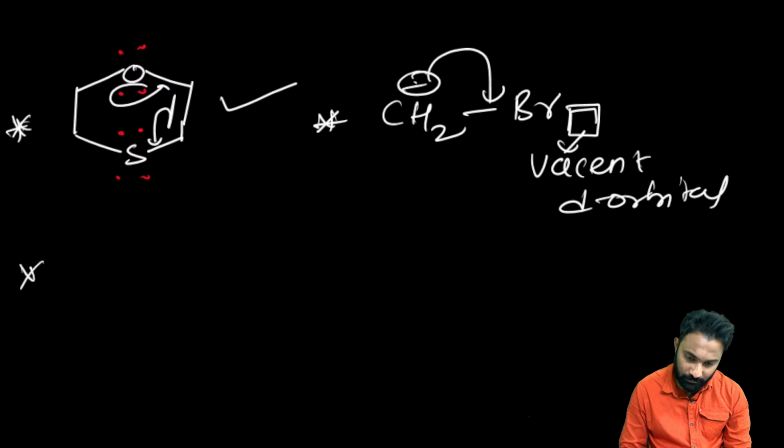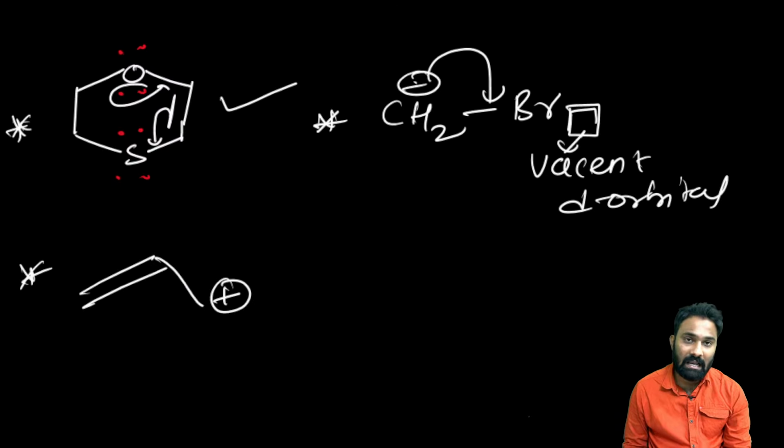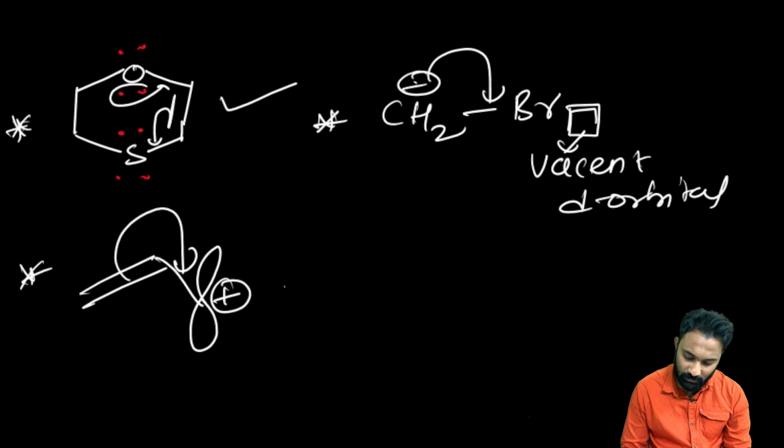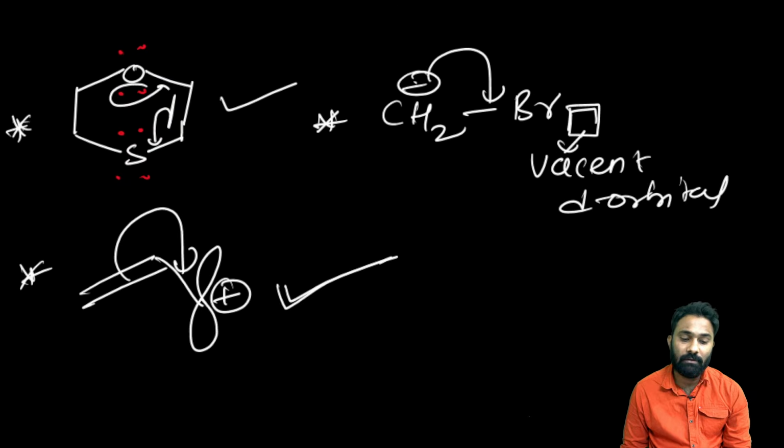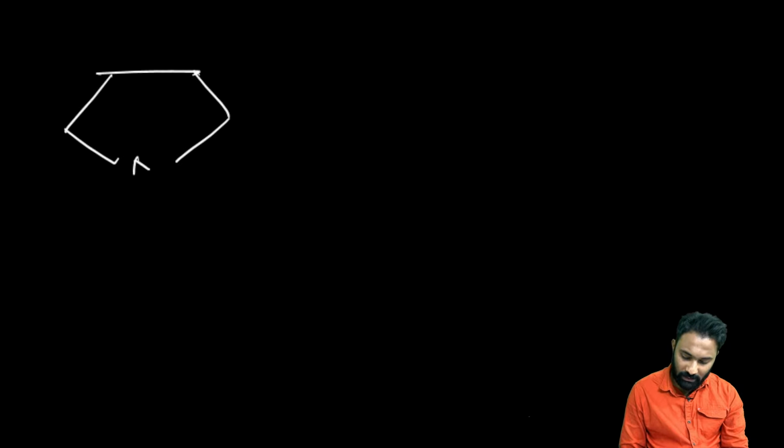Now if suppose the allyl cation is given, here one pure p orbital will be there, which will be parallel to the pi bond, and here also the resonance will happen. So the conjugation will happen here also. Done. Next, if suppose pyrrole is given, let's suppose the pyrrole is given.